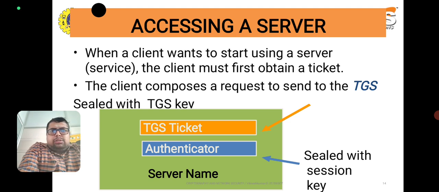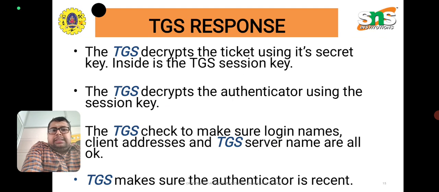When a client wants to start using a server service, the client must first obtain a ticket. The client composes a request to send to the TGS, sealed with the TGS key. It consists of a server name, the TGS ticket, and an authenticator, which is sealed with a session key. Then comes the TGS response.